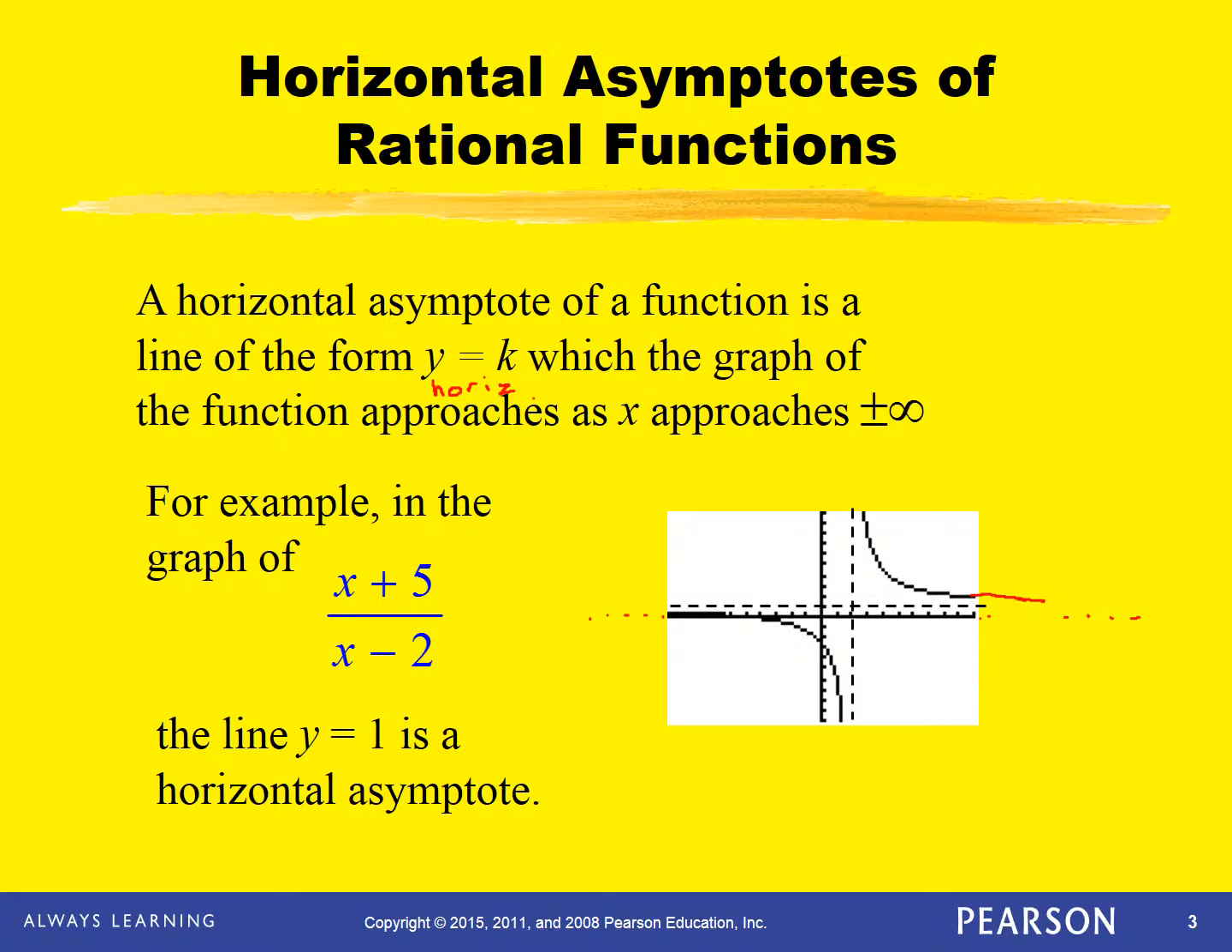Right? We've got a line here which is 1 unit above the x-axis. That's the line y equals 1. The curve approaches it as x goes to infinity or as x goes to negative infinity, as we go very far to the right or very far to the left.